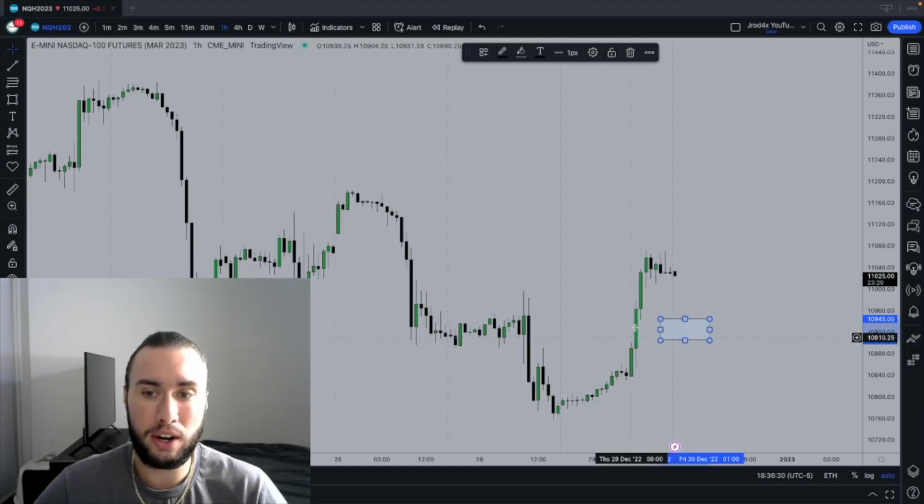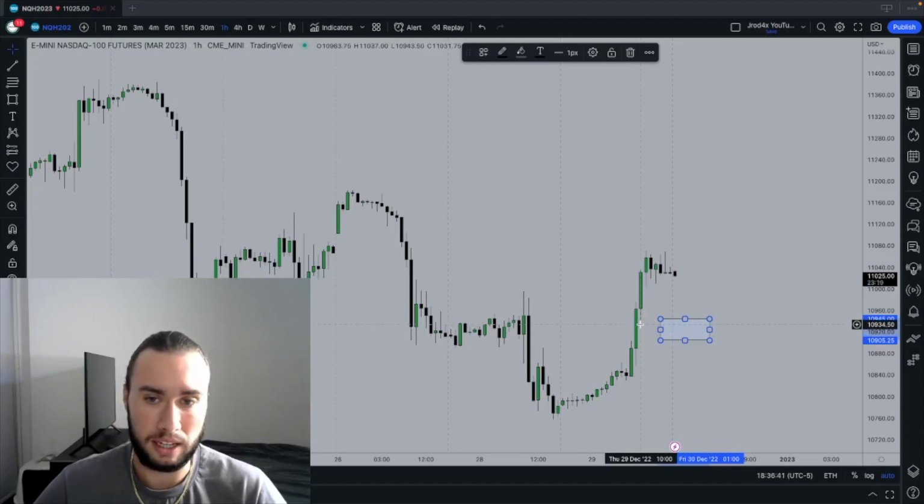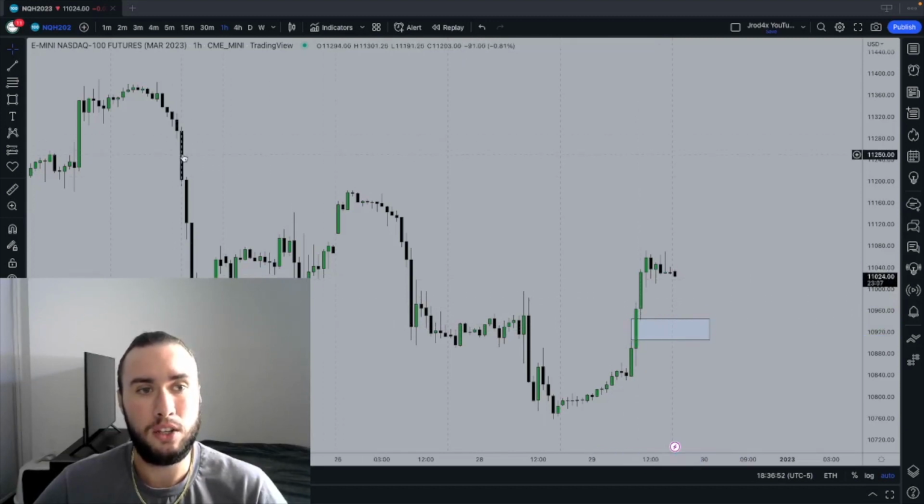So there is an area in between there where ICT deems this as an inefficiency. So the market will likely have to trade back into this to accumulate more orders before, in this case, let's say it continues higher. So this would be an example of a bullish fair value gap. And then if you look over here to the left, you can see that we have these 3 down candles here. And this would be classified as a bearish fair value gap.